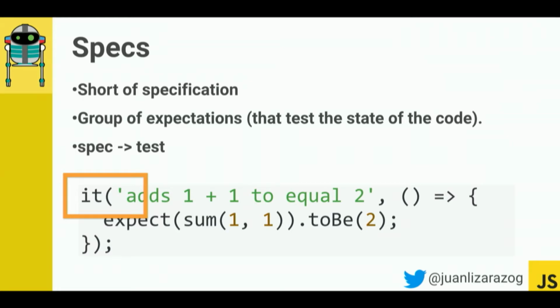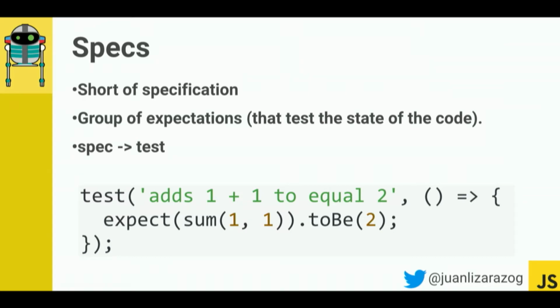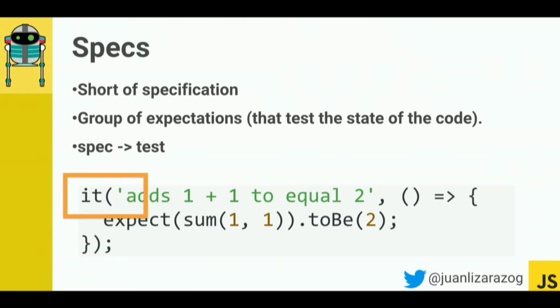The difference is, if we read the previous one, this one says test. If we read "test adds 1 plus 1 to equal 2," when you read it, it doesn't sound as good. So someone decided at some point to call it it. So then you read it like "it adds 1 plus 1 to equal 2." Self-documenting, and it makes sense to an English speaker. But that's the function we're invoking. So far, this is good. But we have one more core concept here.